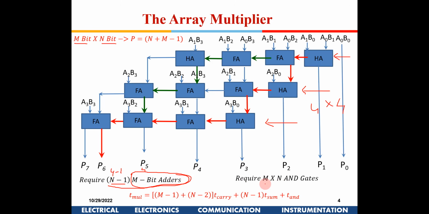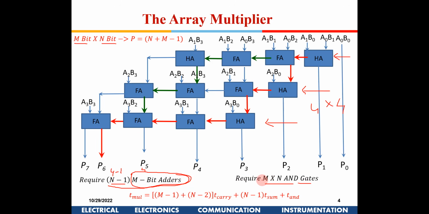And then you also require m into n AND gates, because all those AND gates are not shown here. So A1 B3, A2 B2, all these are AND gates. So these AND gates will also be required. So you will require m into n AND gates also. So this is the total hardware requirement.